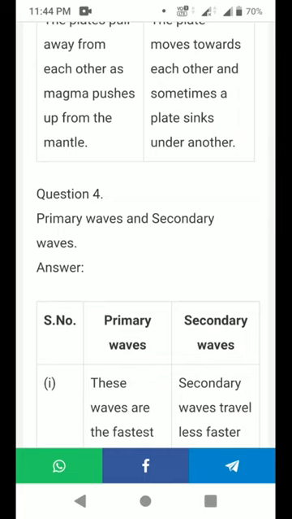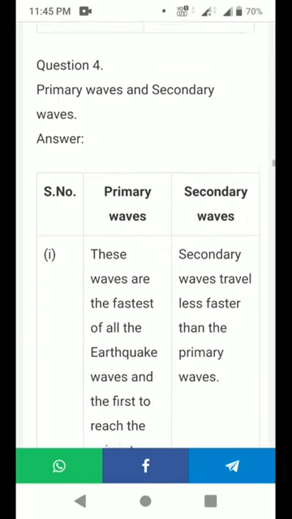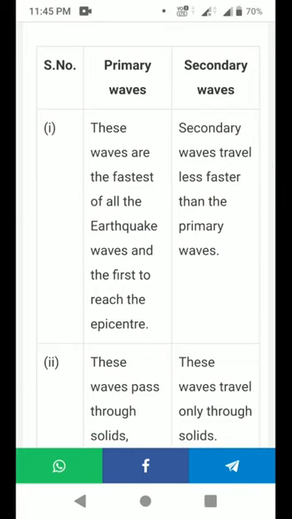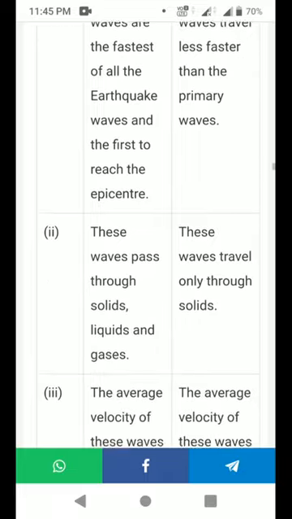Next, fourth question, primary waves and secondary waves. Primary waves are the fastest of all the earthquake waves and the first to reach the epicenter. Secondary waves travel less fast than the primary waves.